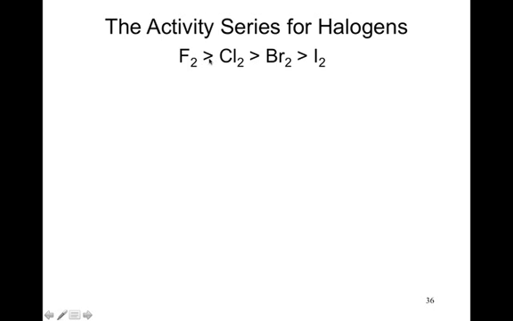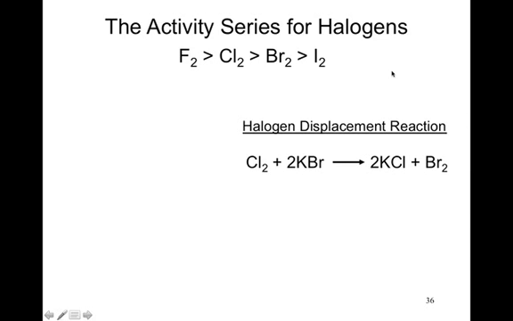Fluorine is stronger than chlorine, chlorine is stronger than bromine, bromine is stronger than iodine, and by that I just mean how reactive they are. Fluorine's easy to remember because it's at the very top right of our periodic table, and it is the most electronegative element. It's the most greedy for electrons. And so if we look at reactions where we try to displace these things, we see that chlorine wants to bond to potassium because chlorine is negatively charged, potassium is positively charged, and it kicks bromine out.